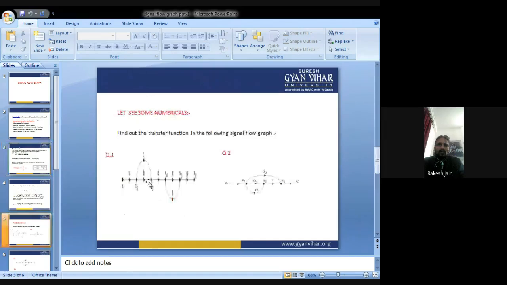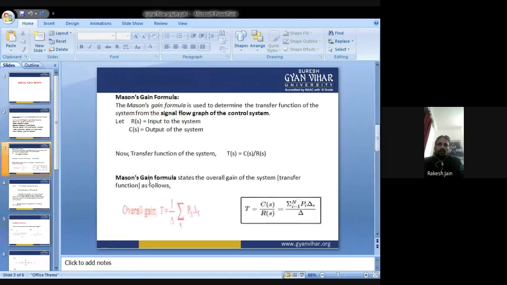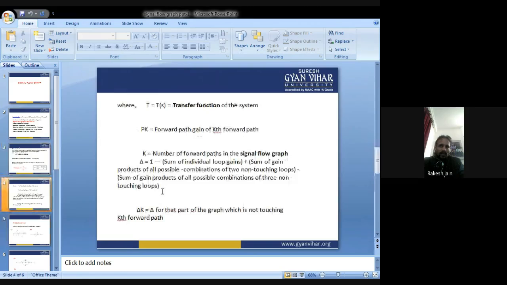Now what is the meaning of del? I will also write down all these things which I told you earlier. Forward path gain Tk, where K is the number of forward paths of the signal flow graph. What is the meaning of del? Del is 1 minus the sum of all the individual loop gains, plus the sum of all the two non-touching loop gain products, minus the sum of all the three non-touching loop gain products, and so on.